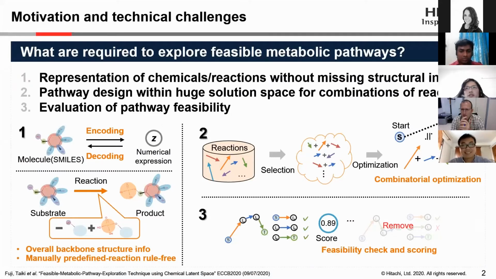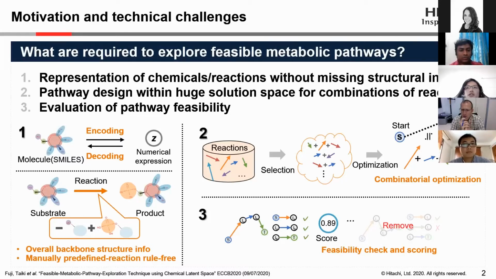To achieve this, what is required to explore these pathways? There are three major technical challenges. The first one is how to computationally represent chemical and enzymatic reactions without missing structure information. The second one is how to design pathways by combining a huge number of potential enzymatic reactions. And the last one is how to evaluate the relevance of the pathways.